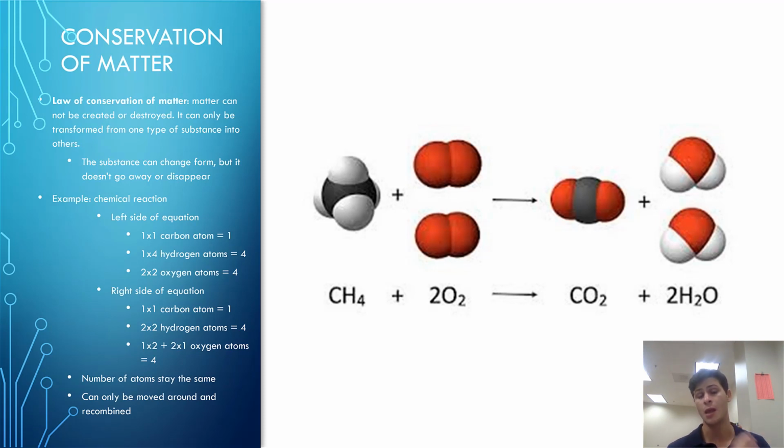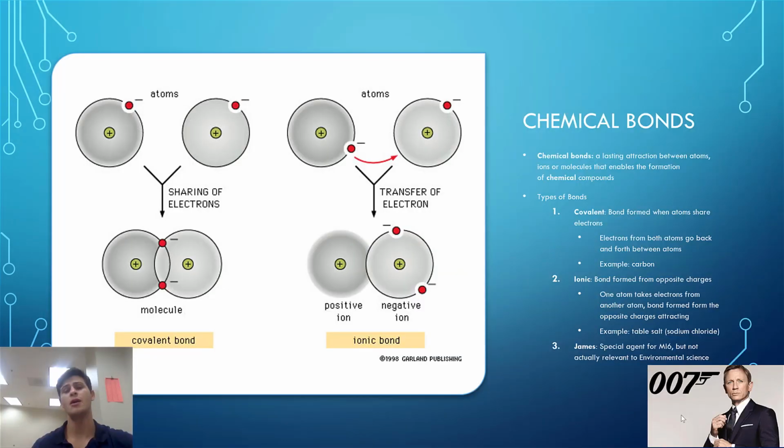So again, the number of atoms from each type of element that we look at in each side of the chemical equation is the same, and this is a principle of the law of conservation of matter. Now, the next thing we need to talk about is how atoms bond together in order to form these different molecules and these different elements and compounds. And for that, we need to talk about chemical bonds.